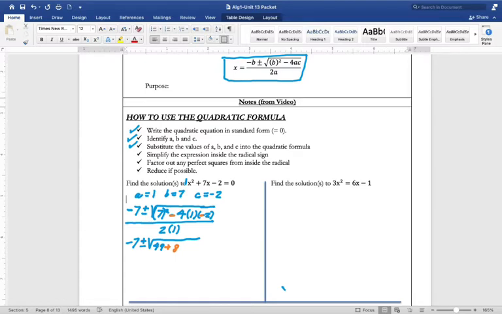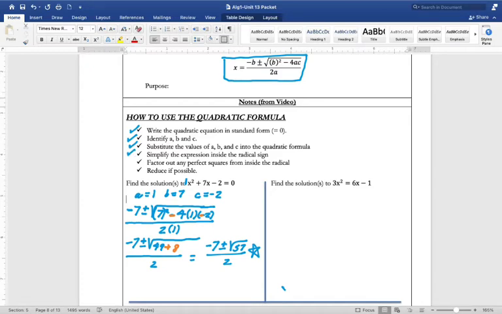So that's that part. Now 2 times 1 on the bottom is just 2. Now I've almost done that 4th step. I need to simplify and put together what I can inside the radical. So I have negative 7 plus or minus the square root of 57 over 2. And that's actually our 2 answers right there.